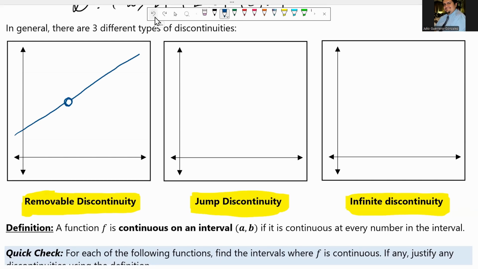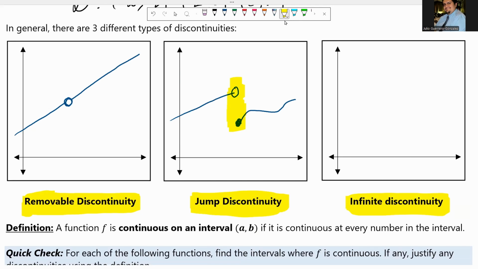So whenever you have the open dot like that, whenever you have a hole, this is why we call it a removable discontinuity. Jump discontinuities are the ones that do this. You have a graph that does something and then it stops and then continues on somewhere else like this. This is the problem spot right here.